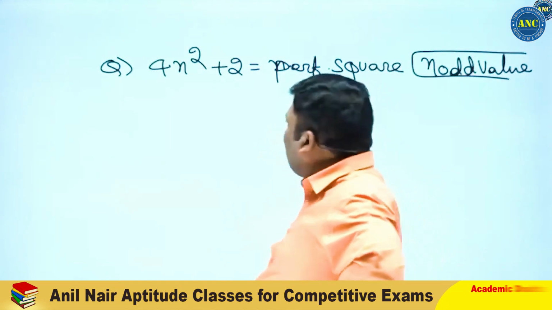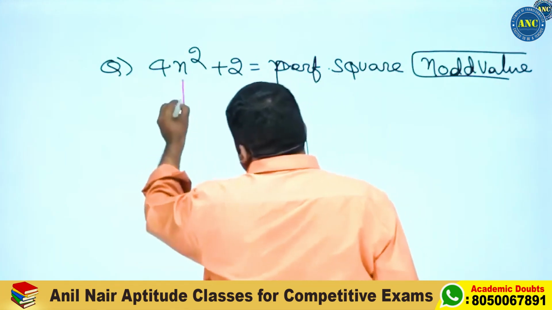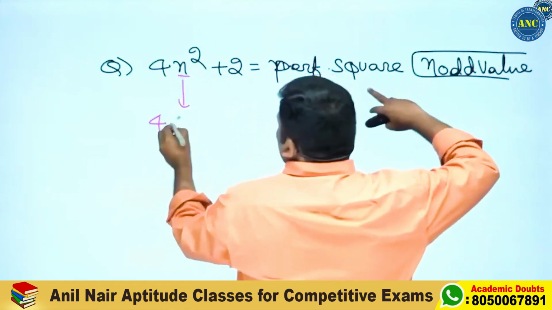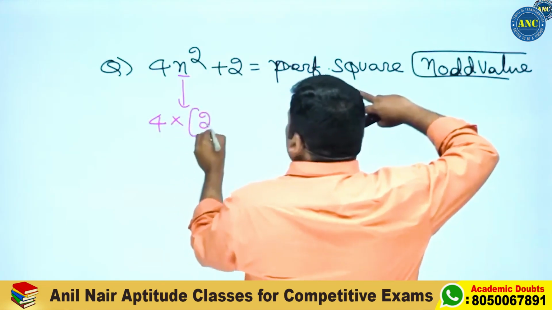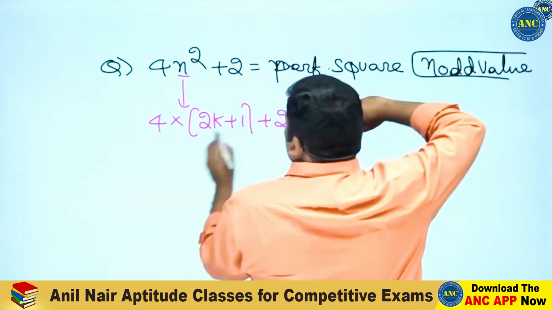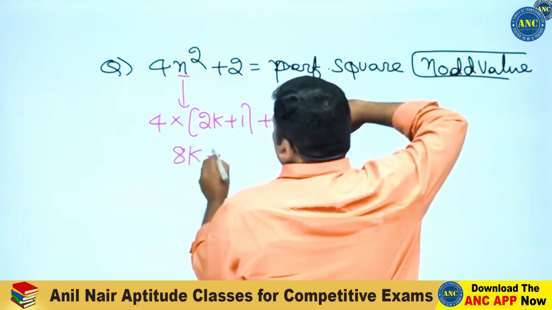4n² + 2 is a perfect square. N is an odd number, so n² is also odd. So 4 into (2k + 1) + 2, which is 8k + 6.